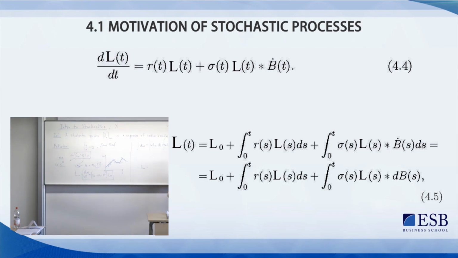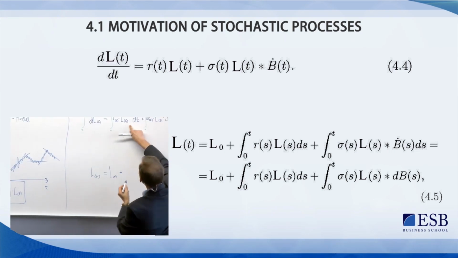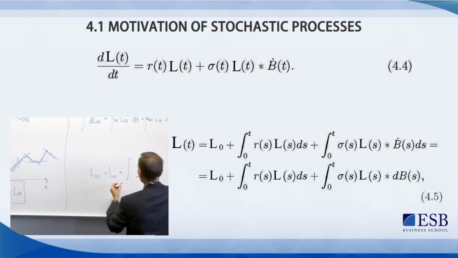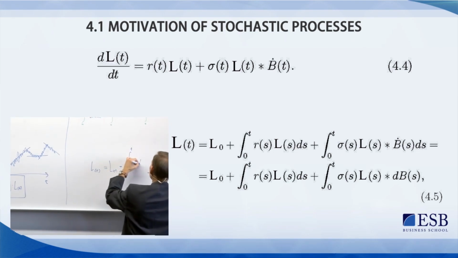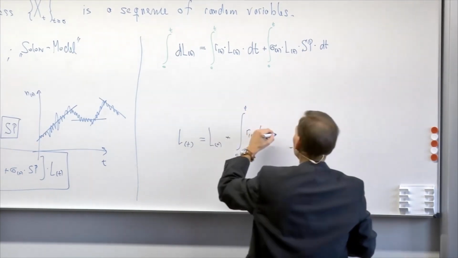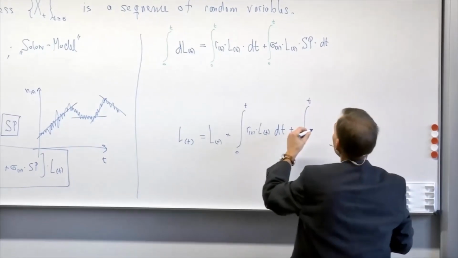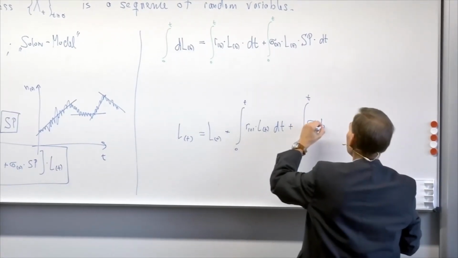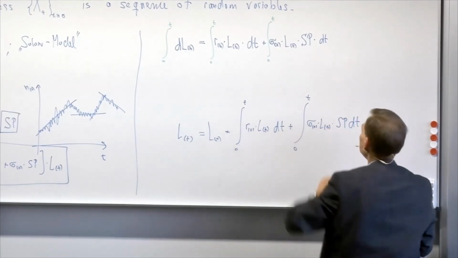And then usually when we do integration, we have a kind of constant, our starting point, which I define as L0, so the population at a starting point. And then we have these two integrals on the right-hand side. So we have to do integration from 0 to t, RT times LT dt, plus the integration from 0 to t of sigma t LT stochastic process dt.